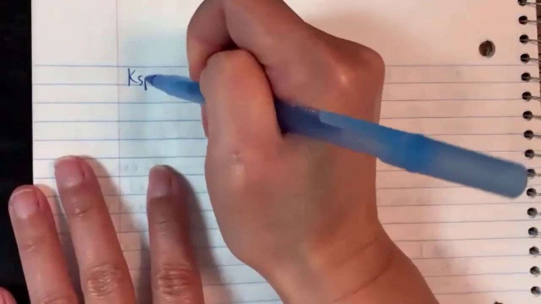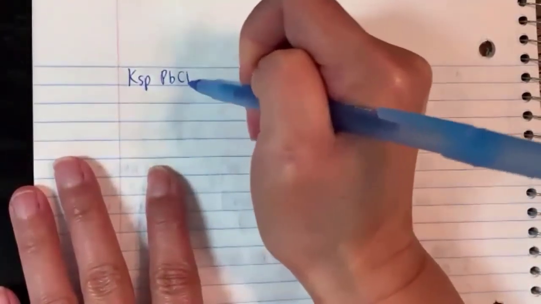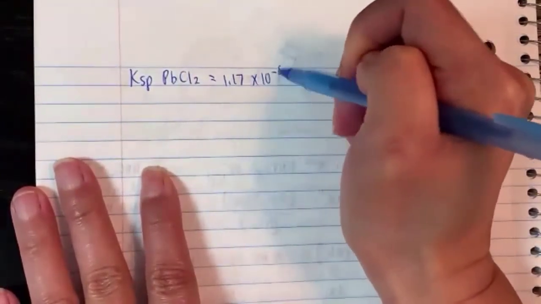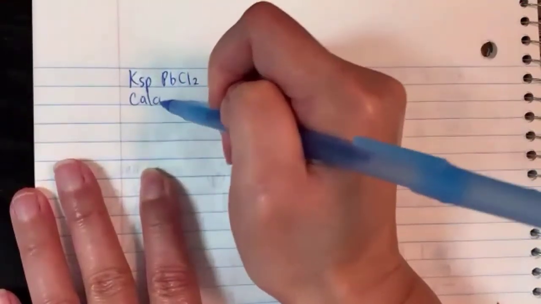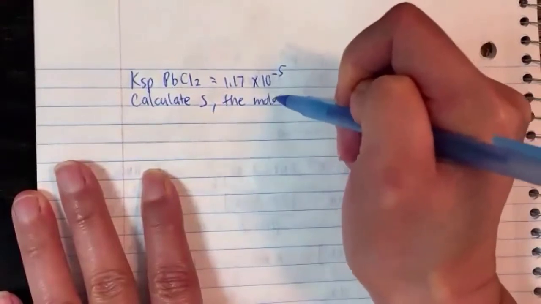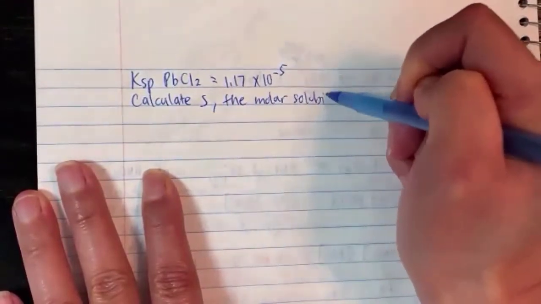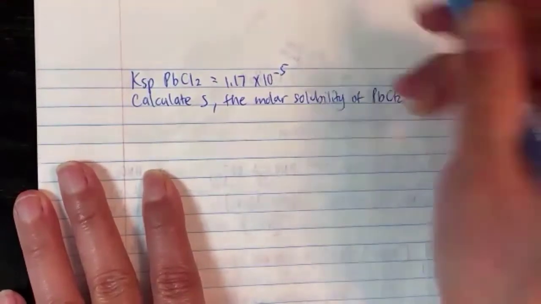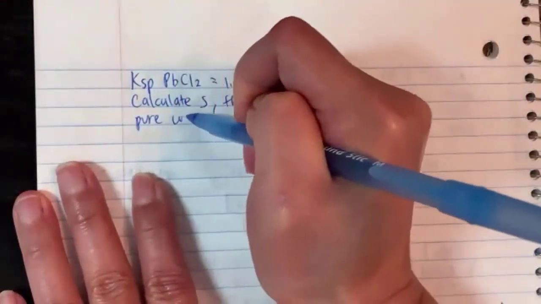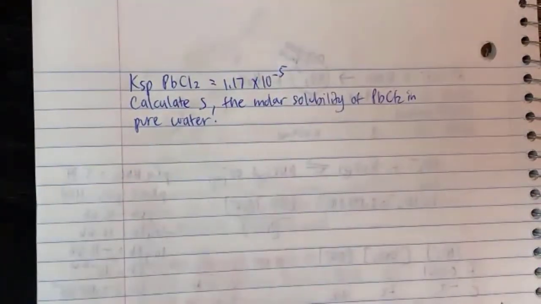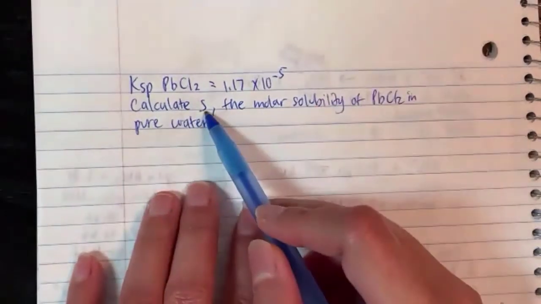So KSP of PbCl2 is 1.17 times 10 to the minus 5. And it says calculate S, the molar solubility of PbCl2 in pure water. Okay, so to do this, you have to find S, which is the molarity.